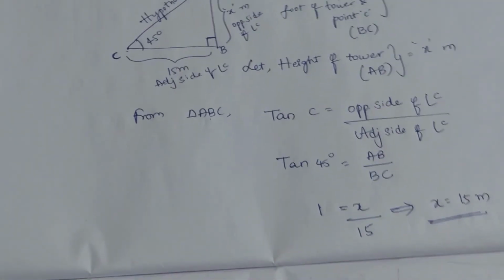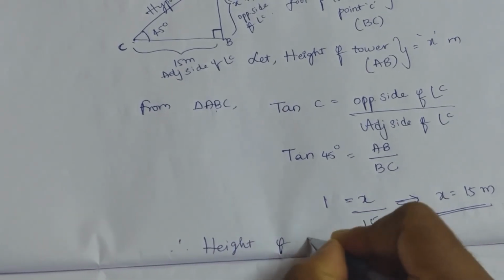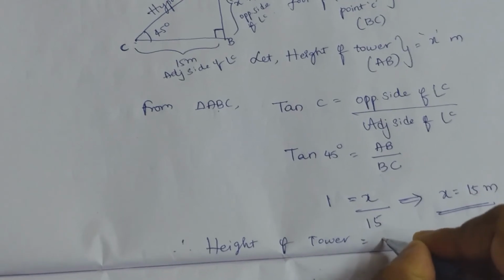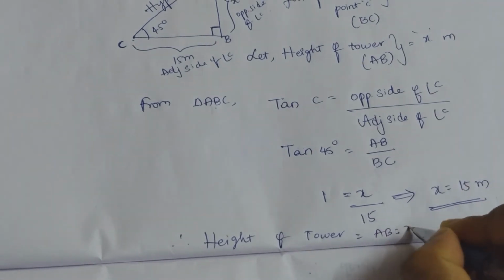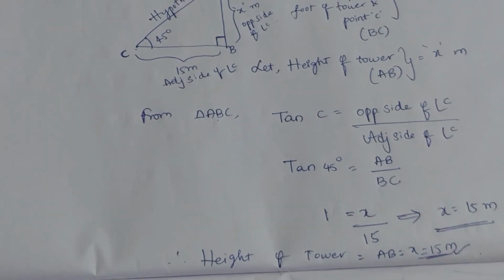Therefore, height of tower equals AB equals x equals 15 meters. So this is the solution for question number 1.